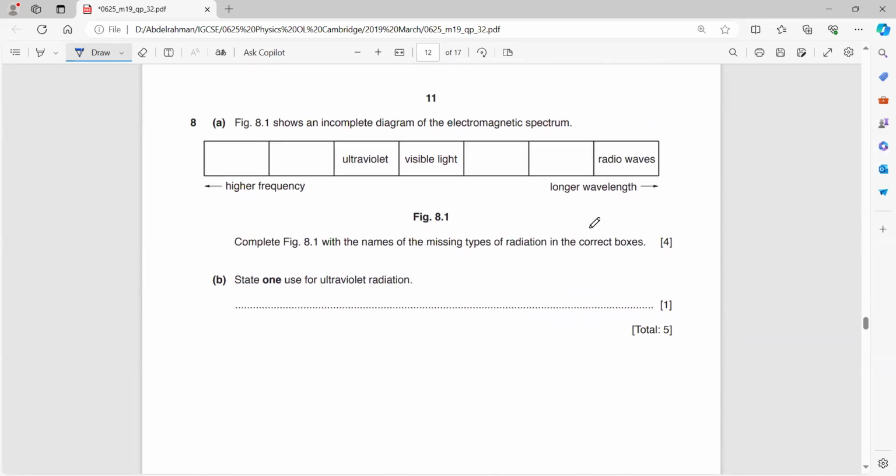Complete figure 8.1 with the names of the missing types. Higher frequency. So you start from right to left. Radio, then microwaves. And then infrared. Sorry, after that comes X-ray, and then gamma. Okay, and here X-rays and then gamma.